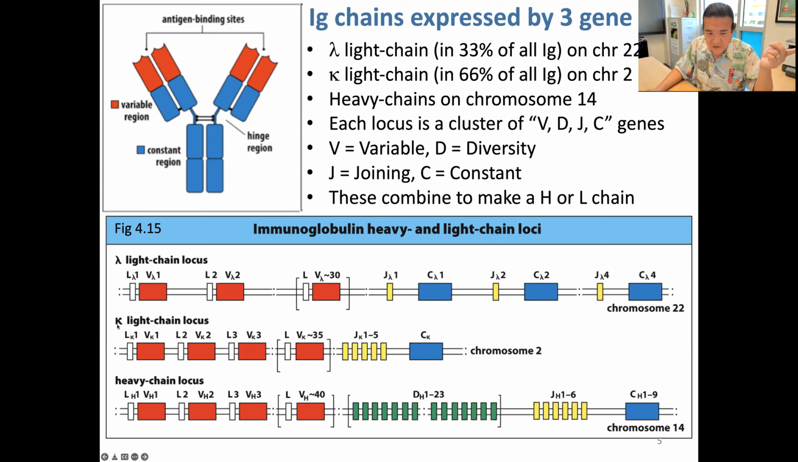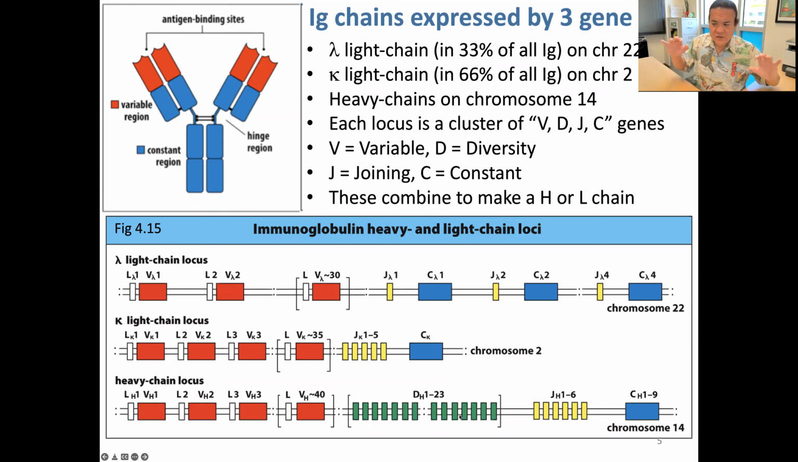Here's the kappa light chain locus on chromosome 2, with a similar theme. You have a bunch of these red V blocks, around 35 or so, maybe actually 38 or so. Then you have a bunch of yellow J blocks, and blue constant blocks. The heavy chain has an additional type of block. In addition to the red V blocks, yellow J blocks, and blue constant blocks, you also have these green blocks, which we call D or diversity blocks. You can see we have about 23 of those.